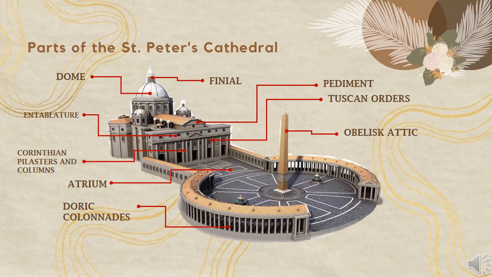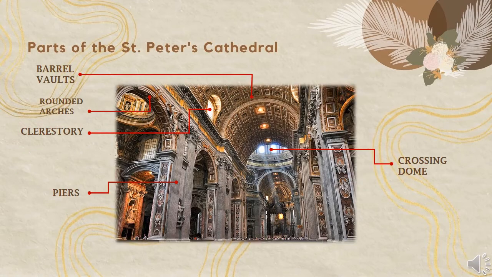Parts of St. Peter's Cathedral. You can see here the white circular one is the dome, and it also has a finial, entablature, Corinthian pilasters and columns, atrium in the center, Doric colonnades, pediment, Tuscan order, and obelisk, with the attic here in the center. Inside St. Peter's Cathedral, it has barrel vaults, rounded arcs, clerestory, piers, and a crossing dome.